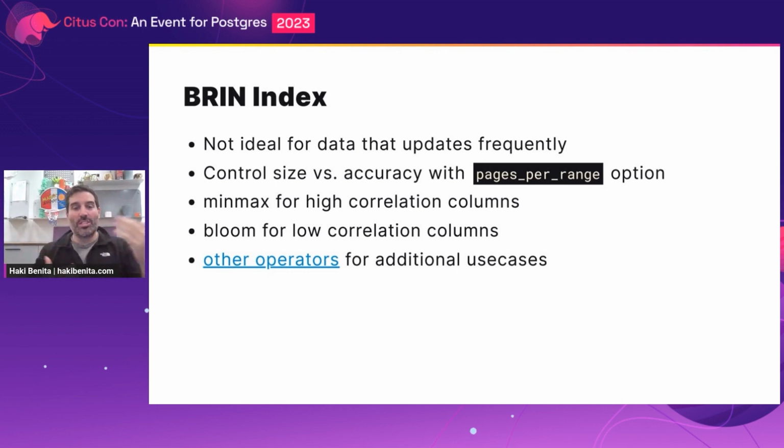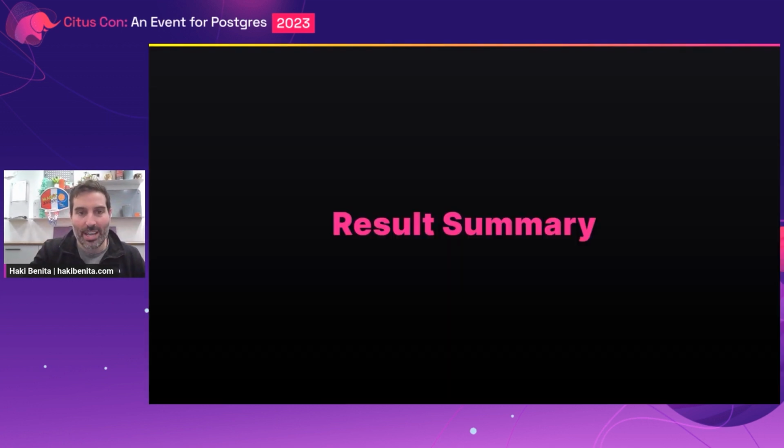You can actually control the size versus accuracy with the size of the range. We used in our examples 2 pages per range or 3 pages per range, but the default is 128. The bigger the range, the smaller the index, but less accurate, okay? So use the min-max for columns with high correlation. You can use the Bloom for low correlation columns like the random UUID. And there's actually other operators which are very exciting, like multi-min-max for high correlation with outliers and so on. Worth checking if you're interested about Brin index.